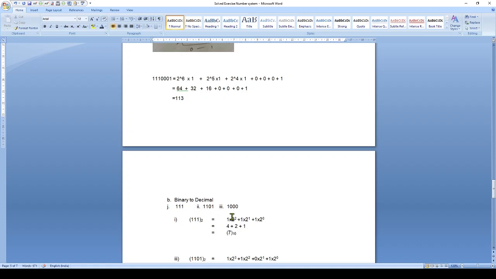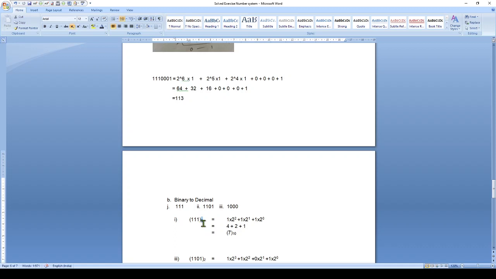For 111, see, we have ones in the places for 2 to the power 0, 2 to the power 1 and 2 to the power 2. So 2 to the power 2 is 4, to the power 1 is 2 and to the power 0 is 1. It is 7. 7 in decimal. So don't forget to write the base in the suffix, right? This is not one hundred eleven. This is 111 because the base is 2.